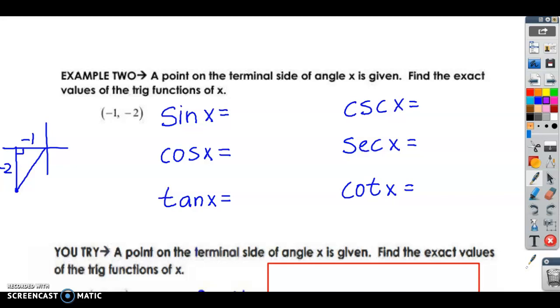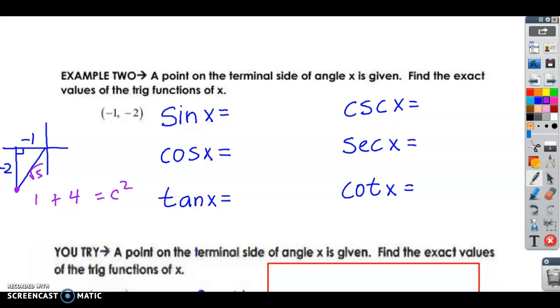Ooh, this is fun. A point on the terminal side of an angle x is given. Find the exact values of the trig functions of x. All right, so if we just graph this point, -1, -2, I've done that over here on the left. That's going to be in the third quadrant, right? So I've got myself a right triangle. We know the lengths of 2 sides, and we are missing the hypotenuse. Now, Pythagorean theorem, a squared plus b squared equals c squared. Now I'm squaring negative values, and negative times a negative is positive. This is 5, so that means c is root 5.